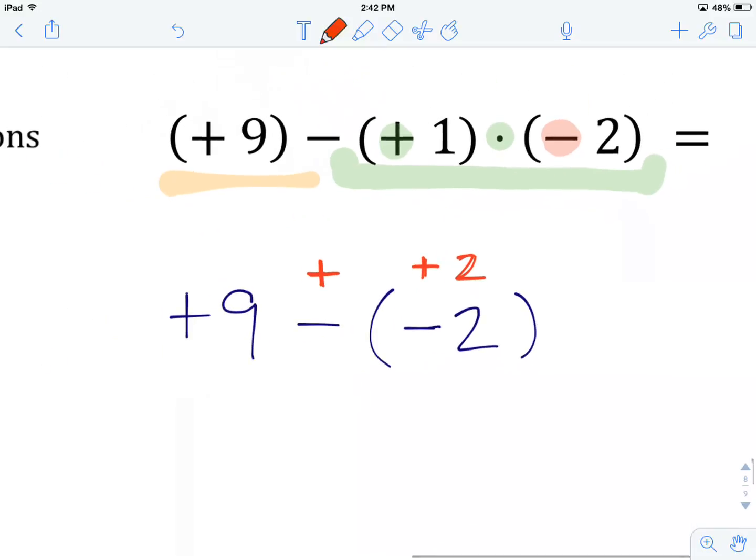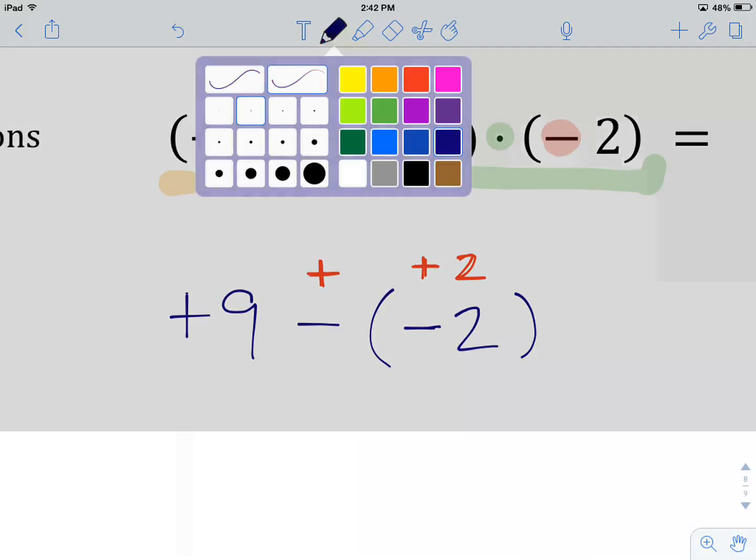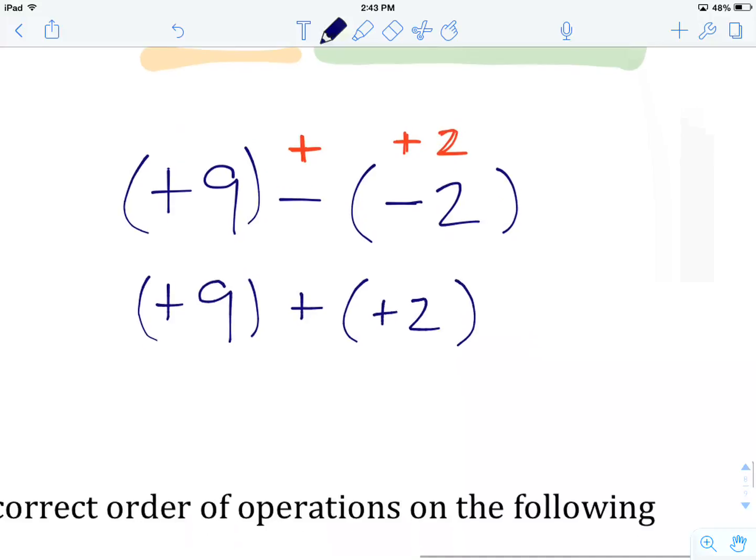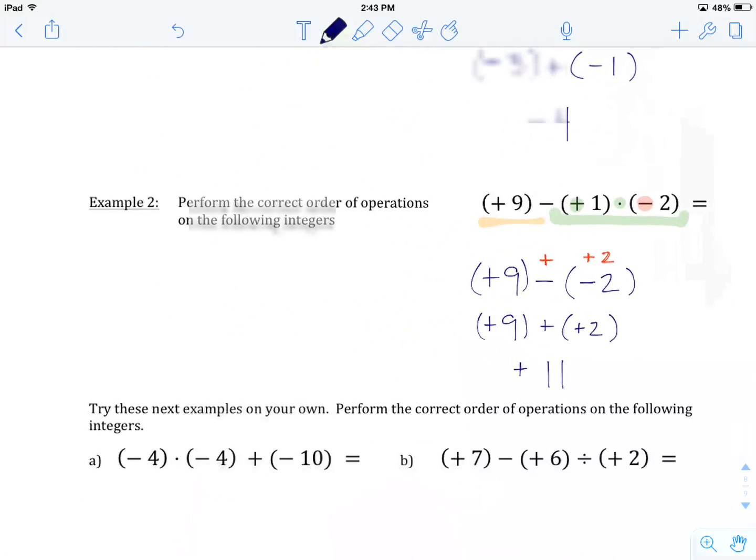So now I'm going to rewrite this just because I think it's important to get a clear rewrite. Positive 9 plus positive 2. And now I'm going to combine positive 9 and positive 2. My result will be positive. I have 9 pluses. I'm going to add another 2 pluses to it. That's going to give me 11 pluses, or positive 11 if you prefer. And that's the answer to example number 2.